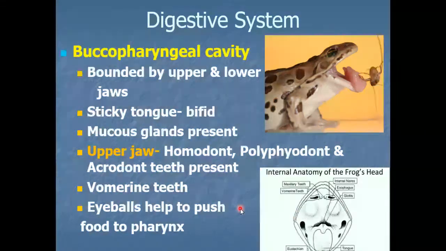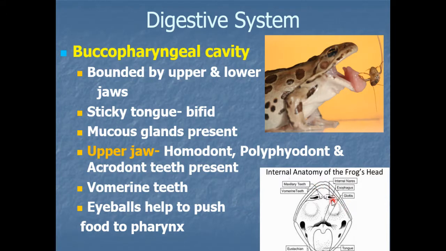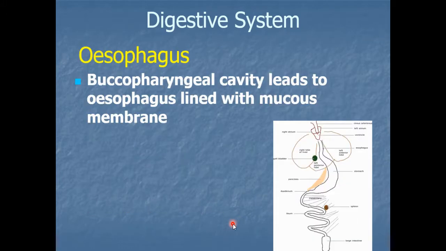Then in addition to these teeth in the upper jaw, you can see vomerine teeth also. Vomerine teeth actually prevent the escape of the prey. It holds the prey when the prey is inside the mouth. Along with this, the eyeball also pushes inward when the mouth is closed. So these two things, vomerine teeth and eyeball, prevent the escape of prey.